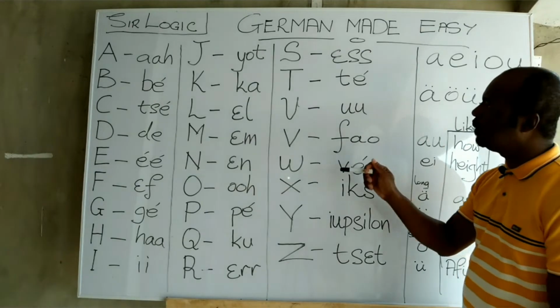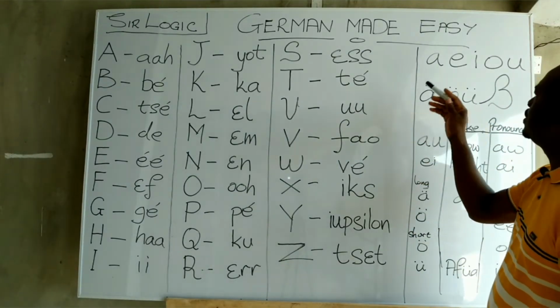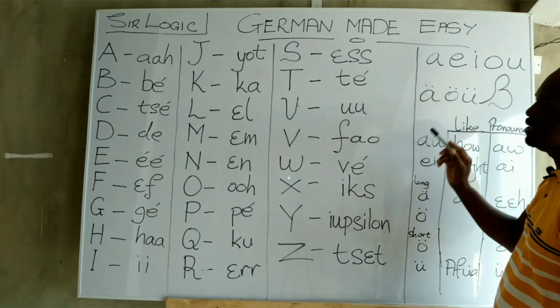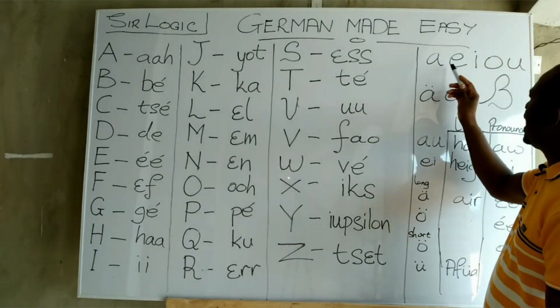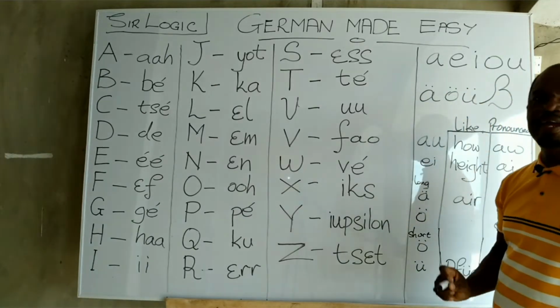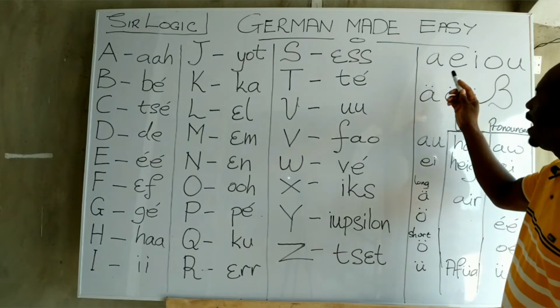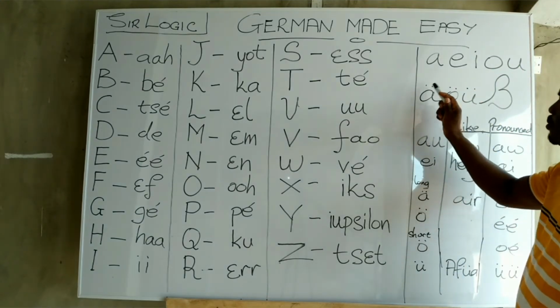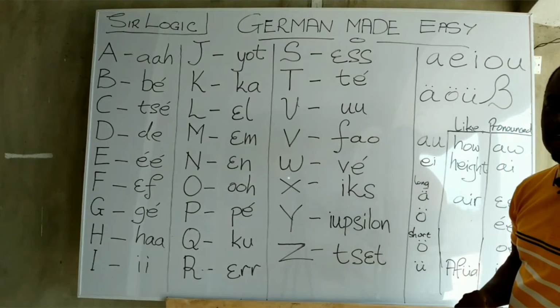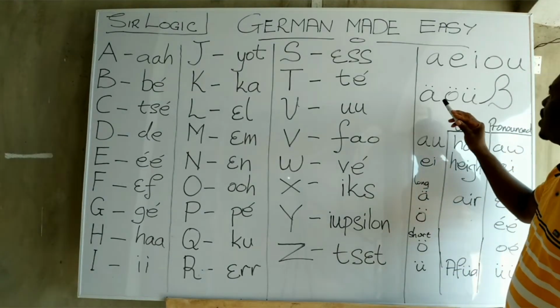Apart from the normal alphabets, in English we also have A, E, I, O, U, which stand for the vowels. In German, it's A, E, I, O, U. And then in addition to the A, E, I, O, U, they still have the A with two dots. The two dots are called umlauts.